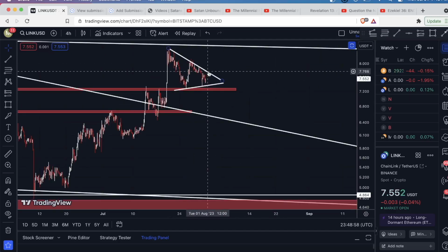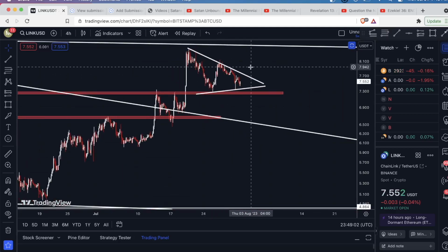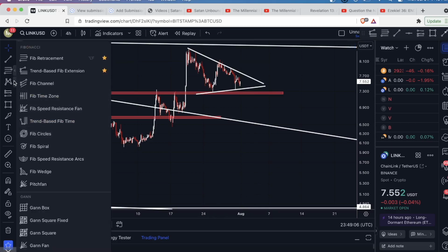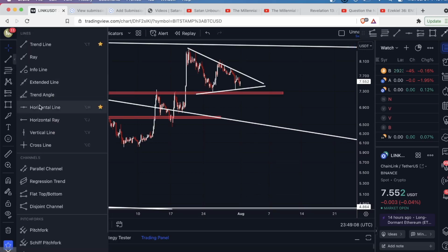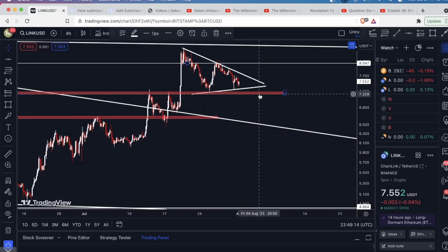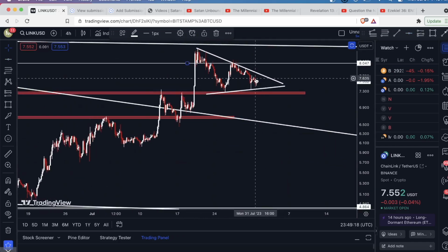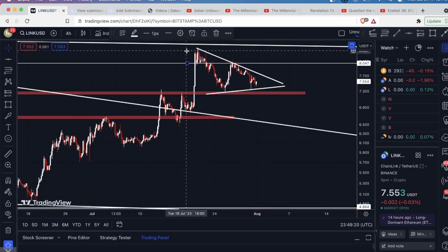So if this pattern does break bullish, then the first primary resistance is likely going to be up here. So I'll just mark that out. Just take a horizontal line here. You're probably going to get a little bit of resistance right here, but this is the more significant level that I would look at because we had two rejections from it so far. And then obviously if that breaks, then you have this previous high here.